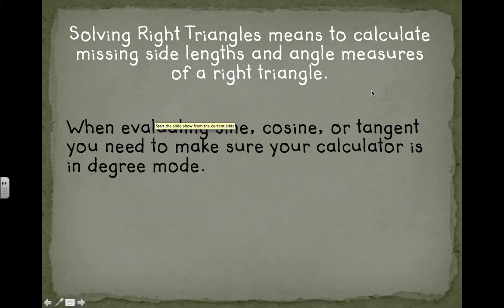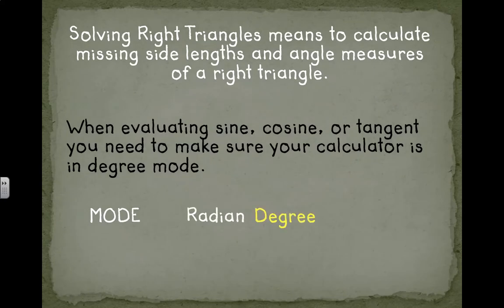So when you are evaluating, you're going to use sine, cosine, or tangent, and you need to make sure your calculator is in degree mode. You're going to check on that by finding the mode button. It's on the left-hand side of your TI 83 or 84, whichever one you're using. There will be a button that says radian or degree. I think once you hit mode, it's the third one down, and you want to make sure that degree is highlighted. So scroll over to that, make sure it's highlighted, and then you can quit out of there, and you are set and ready to go.